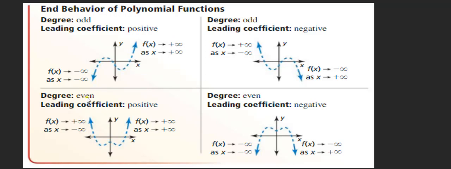Now, what if the degree is even and the leading coefficient is positive? Then this will happen. It goes up and it goes up. What about if the degree is even and the leading coefficient is negative? Well, they both go down at the end. So you have 4 cases of end behavior depending on the degree and leading coefficient. Again, we don't know how the graph will behave in the middle. So be careful. This is only the end behavior.